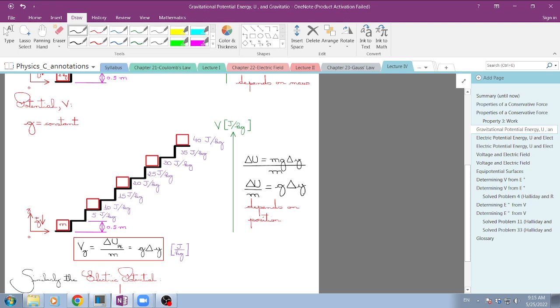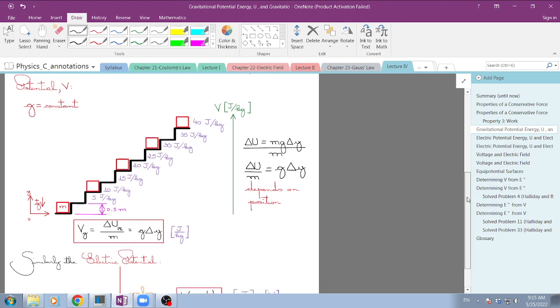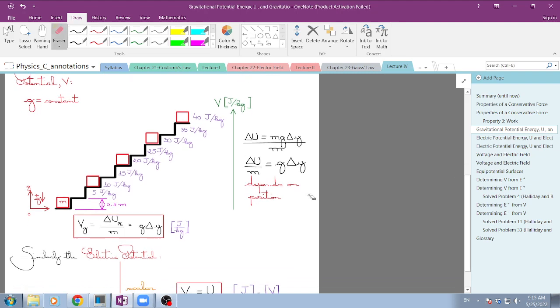And this is what we call gravitational potential, or just potential. And why is this good? First of all, because of course it doesn't depend on the mass, right? This is just a property of the space itself.